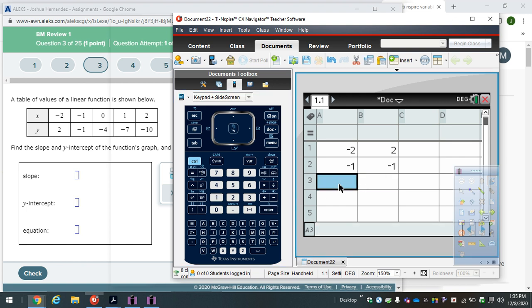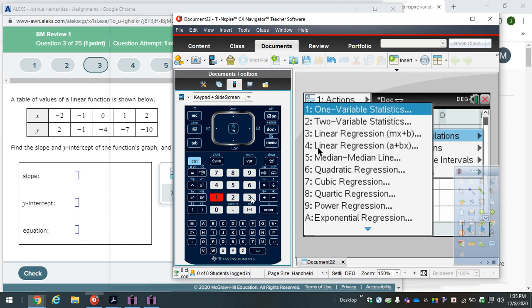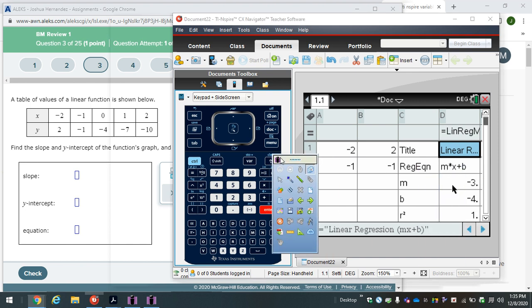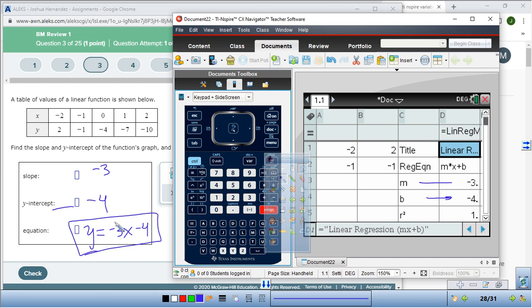Come to this left-hand side. Please do this move. Go to menu. 4, 1, 3. A goes on top. You see A goes here, B goes here. I go control left, parentheses, enter, enter. So there's my equation. Everything's given to you right here. Your m, negative 3. Your y-intercept, your b. Your equation, y is equal to negative 3x minus 4. That's it. Pretty easy.